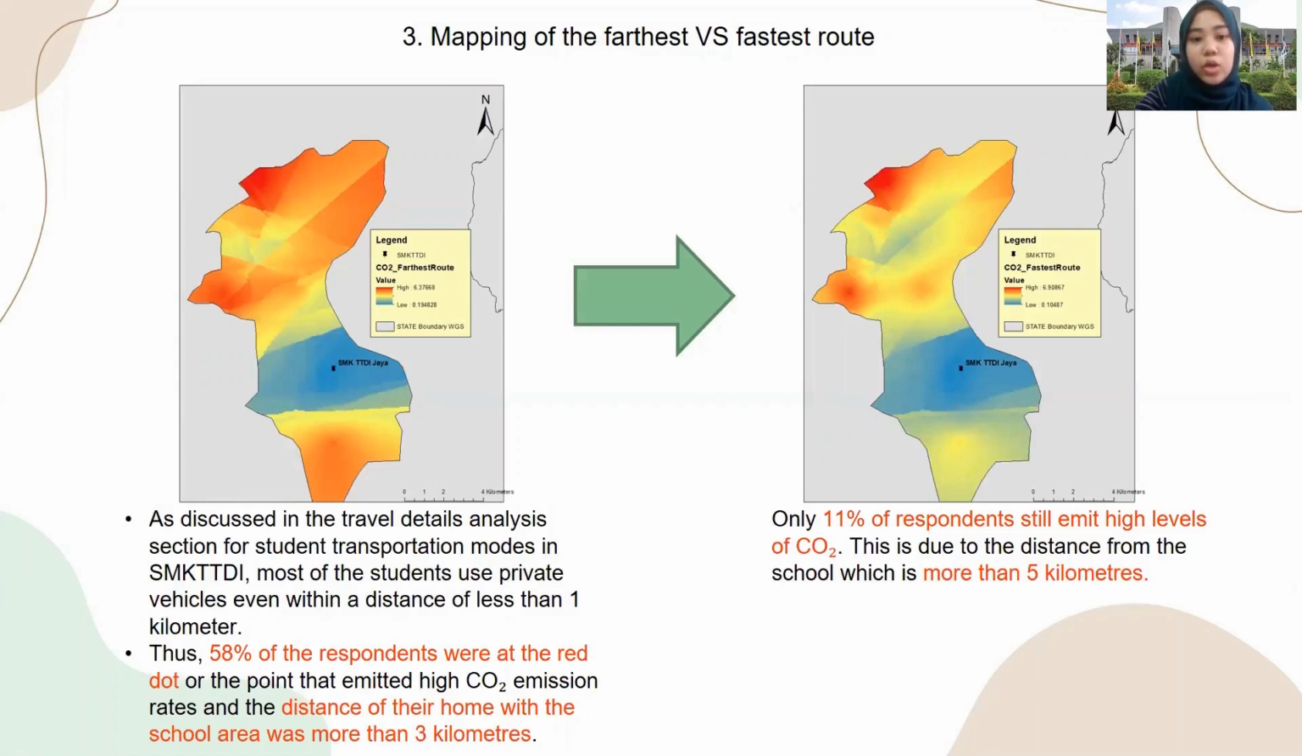And then for the mapping, we compare the farthest and also the fastest route. The first one is SMKTTI Jaya. As we discussed in the travel details analysis, students in SMKTTI mostly use motor vehicles to go to school. From the diagram, you can see that mainly the red points or red area, 58% of them, emit high carbon emissions because the distance from their home to the school is more than 3 kilometers. But if they use the fastest route, only 11% are left that emit high levels of CO2, and most of them live more than 5 kilometers from the school.